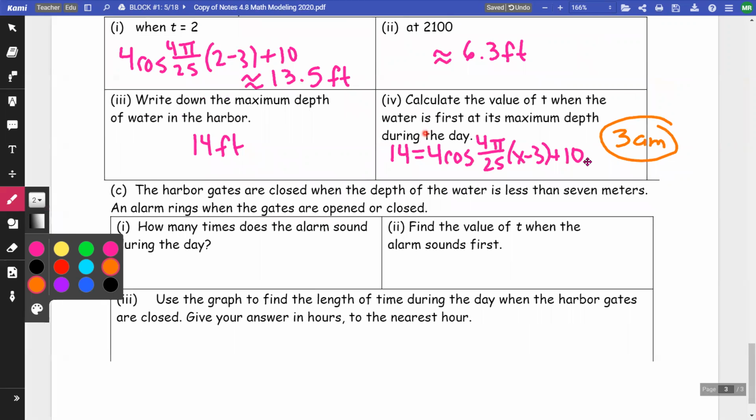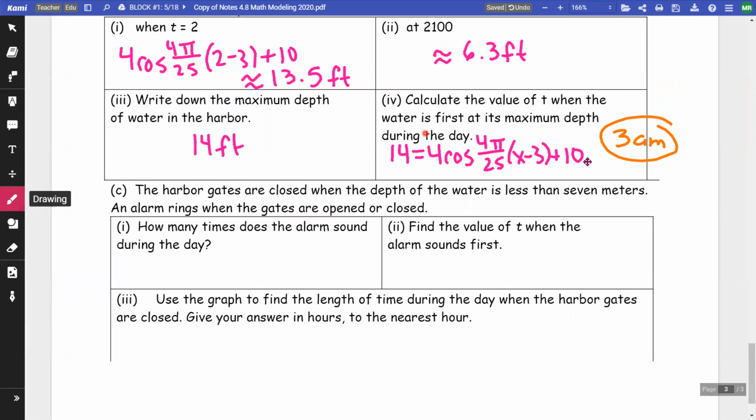Now, this one, it says the harbor gates are closed when the depth of the water is less than 7 meters. Okay, so under 7 meters. An alarm rings when the gates are opened and closed. So when it hits 7 meters, the alarm's gonna go on or off. And it says how many times does the alarm sound during the day?